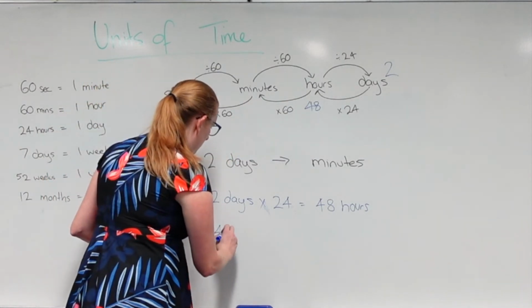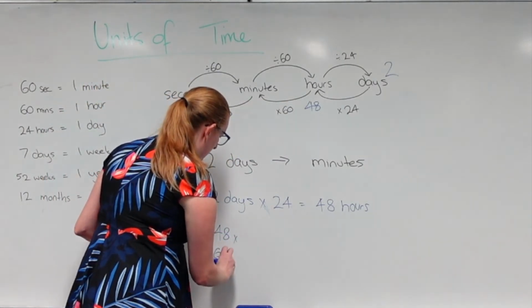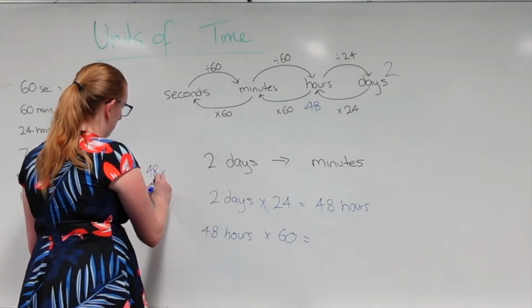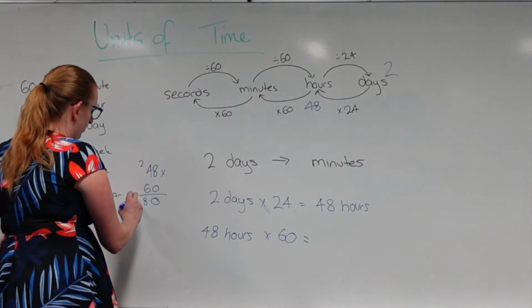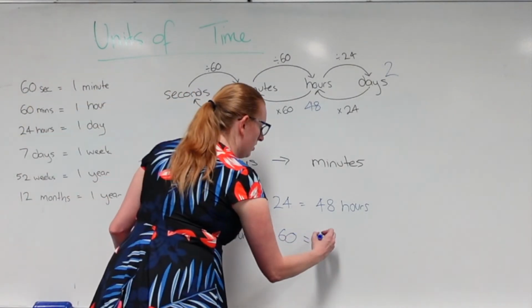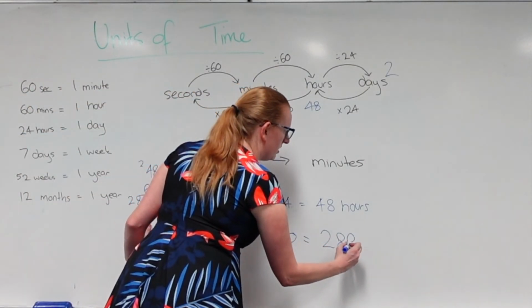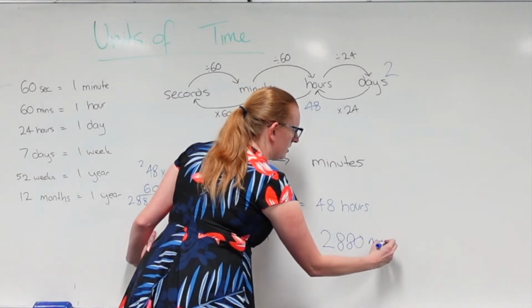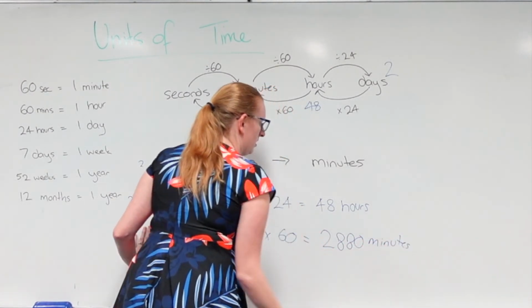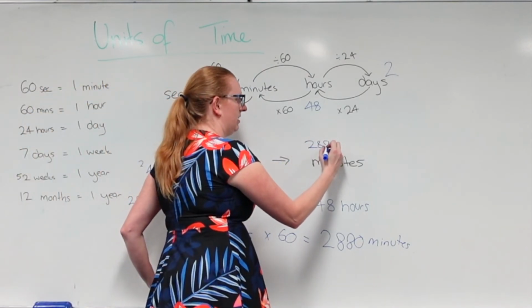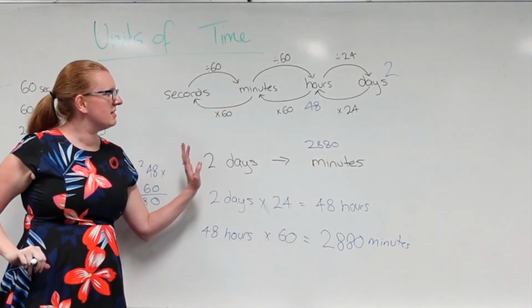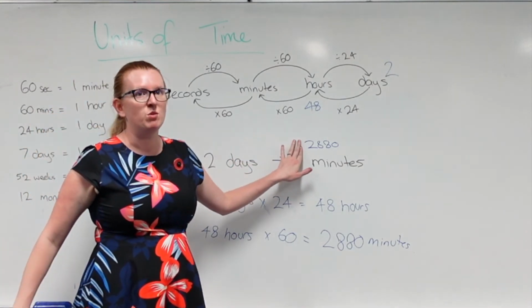So 48 times 60. 6 8s are 48, carry the 4, 6 4s are 24. So that would be 2,880 minutes. So 2 days is equal to 2,880 minutes.